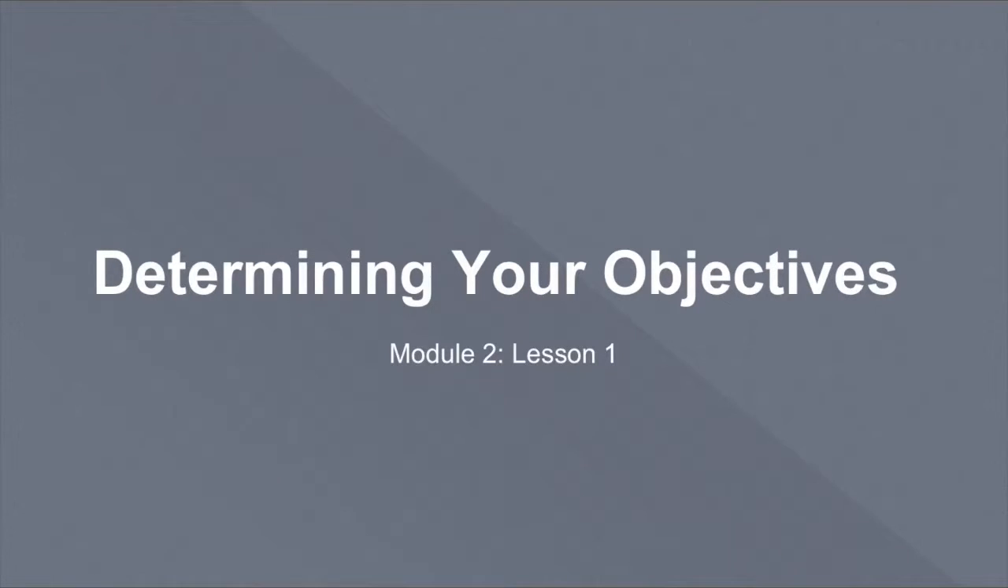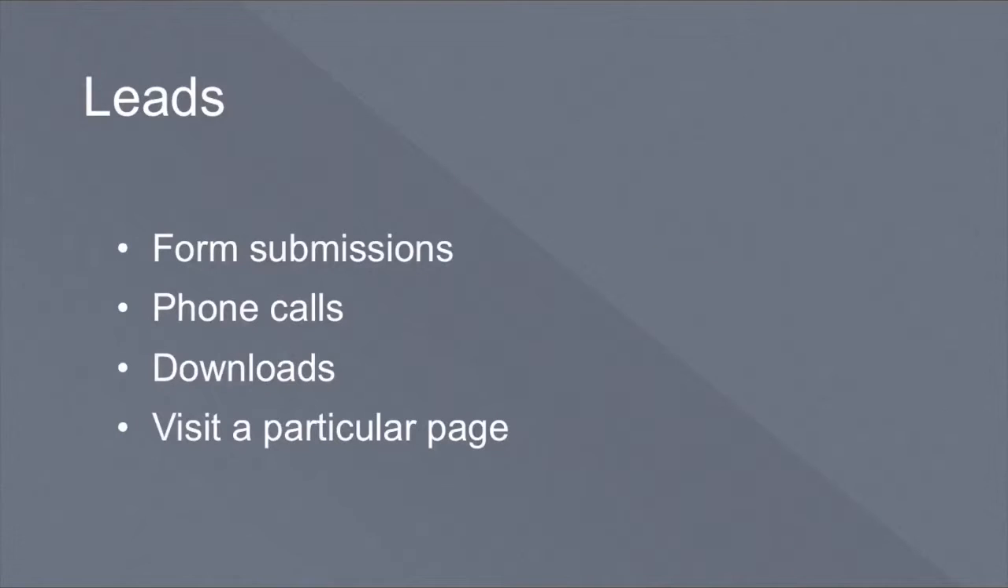So with that said, let's dive into Module 2, and our first lesson is really just a brief primer. It's about determining what our objectives are. Why are we running AdWords? And we need to get specific, and this is the first step in that process. So the first thing to ask ourselves is, what do we want to achieve? Are we trying to generate leads, inquiries, prospects, whatever you prefer to call them? What are we trying to do?